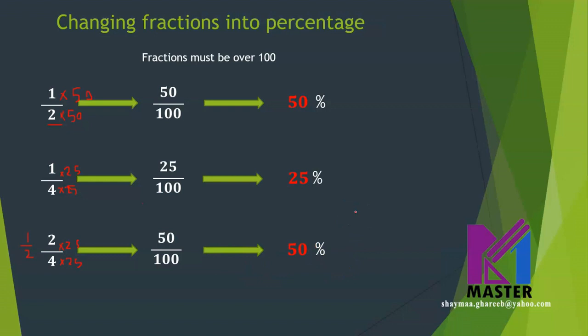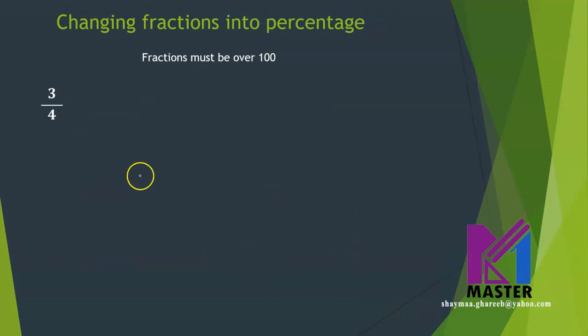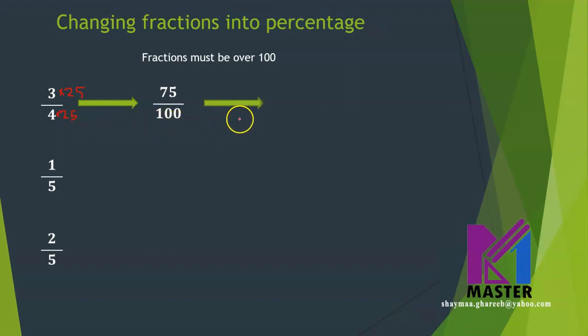Is this clear? Now, let's try one more fraction, 3/4, as we said. Any fraction over 4, I'm going to multiply it by 25 to give me 100, up and down. So it will be 75 over 100. 3 times 25 gives 75. 4 times 25 is 100, which means 75%.